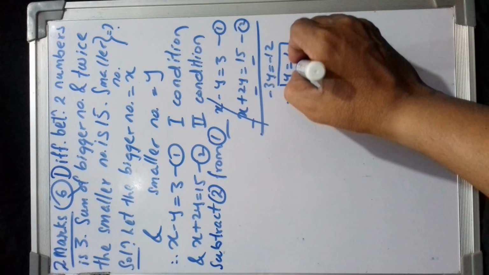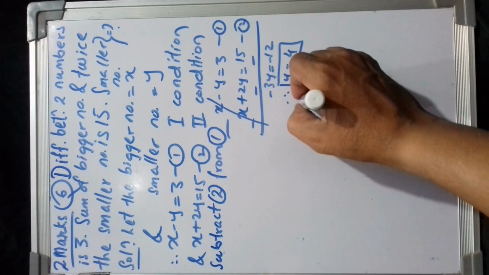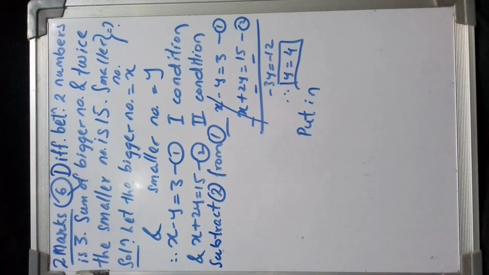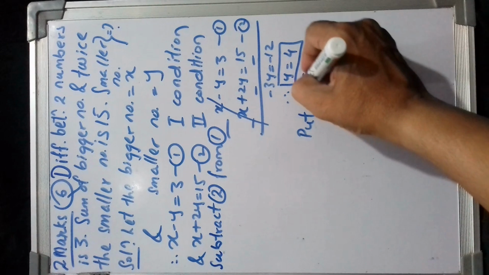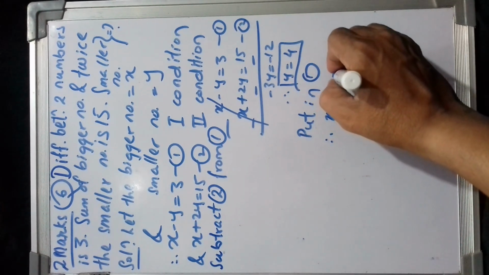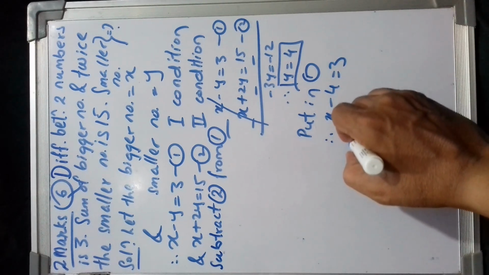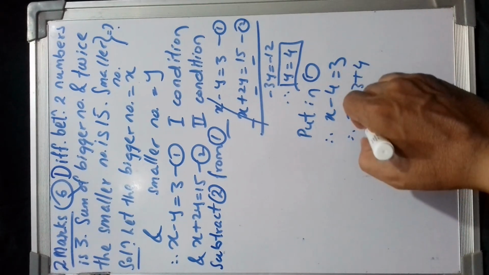That is, x minus y is equal to 3 and x plus 2y is equal to 15. So when we subtract, the signs of the below equation will change. x will become minus x, 2y will become minus 2y, and 15 will become minus 15. So x got cancelled. Minus 2y minus y became minus 3y is equal to 12. Therefore the minus signs will cancel, y is equal to 4.